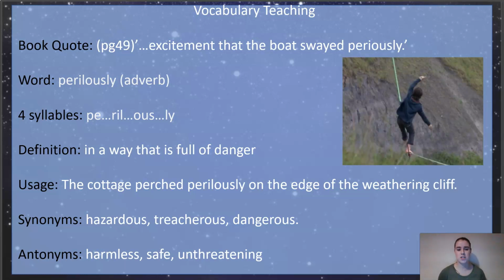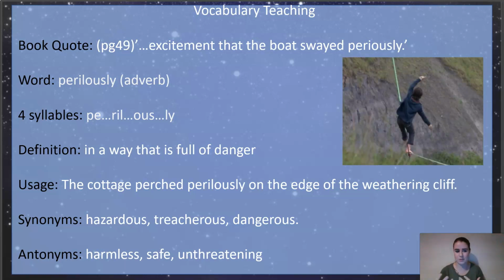For example, the cottage perched perilously on the edge of the weathering cliff. Now, when we describe something as being weathering, that means that it's getting worn away by the weather. So if that cottage is perched on the edge of that mountainside or the end of that cliff and it starts to fall apart, that cottage is gone. It's going to fall off the edge of the cliff. So it's perched there perilously, so very dangerous. So we could say that it was perched there hazardously, treacherously, or dangerously. So any synonym or word that's going to suggest there's an element of danger with it.